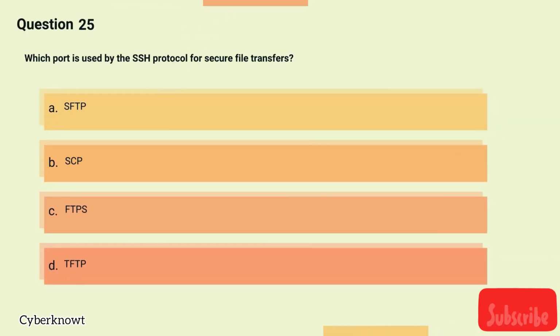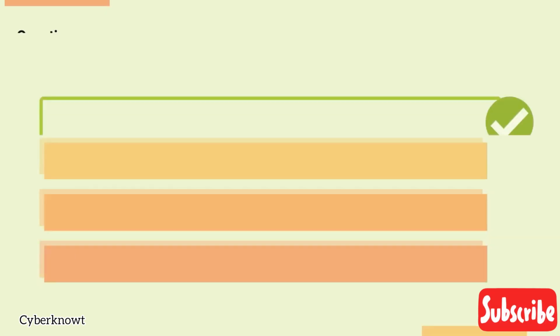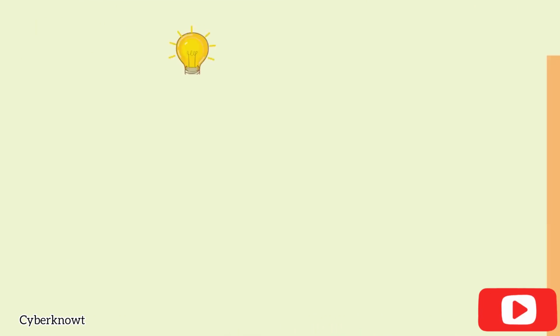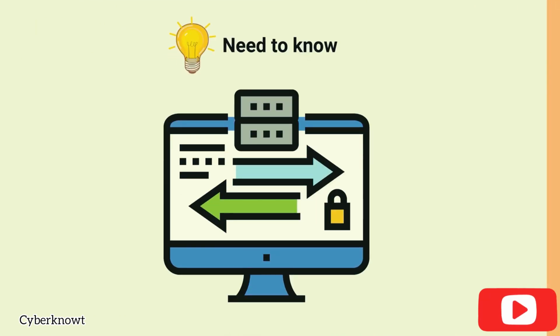Question 25. Which protocol is used by SSH for secure file transfers? Option A. SFTP. Option B. SCP. Option C. FTPS. Option D. TFTP. The correct answer is option A. SFTP. Explanation. SSH File Transfer Protocol, SFTP, uses the SSH protocol and typically uses port 22 for secure file transfers.